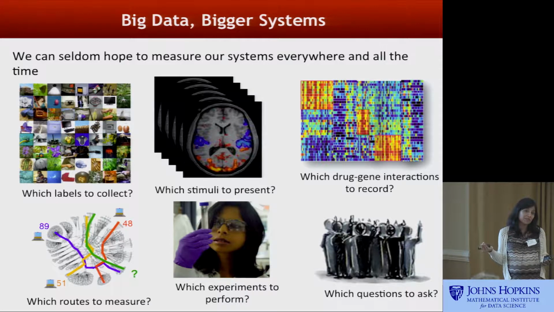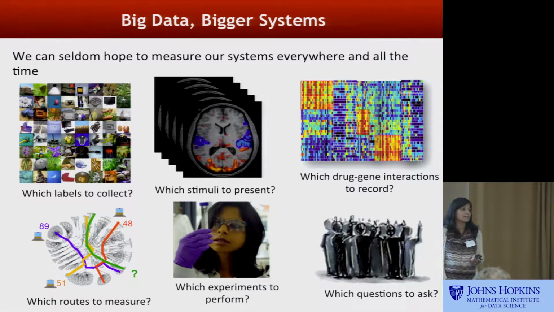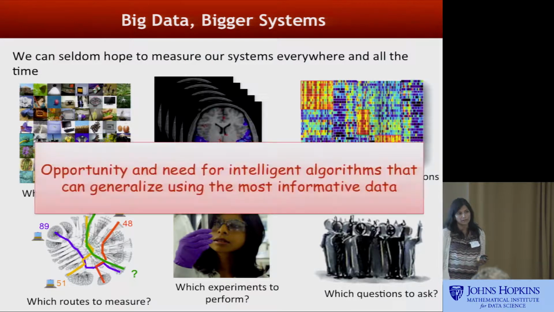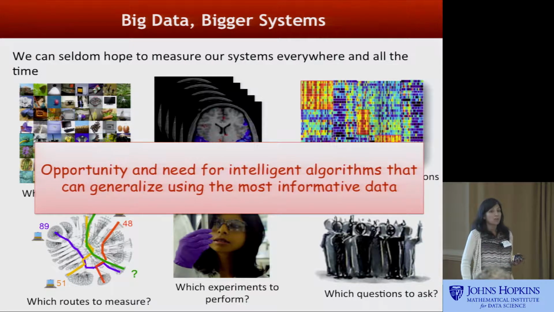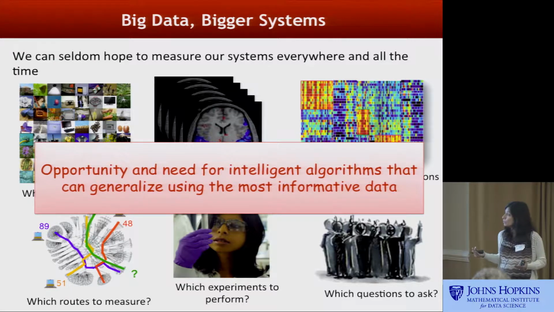There's big data, but I think my response is there are bigger systems, right? We are trying to ask more and more questions. We are trying to understand our systems in more detail, in more complexity than ever before. And the systems themselves are getting much more complex, so we can't hope to measure them everywhere and all the time. Right, so there's clearly an opportunity in terms of us having control over which measurements to take, but also a need, because we cannot hope to measure them all the time.